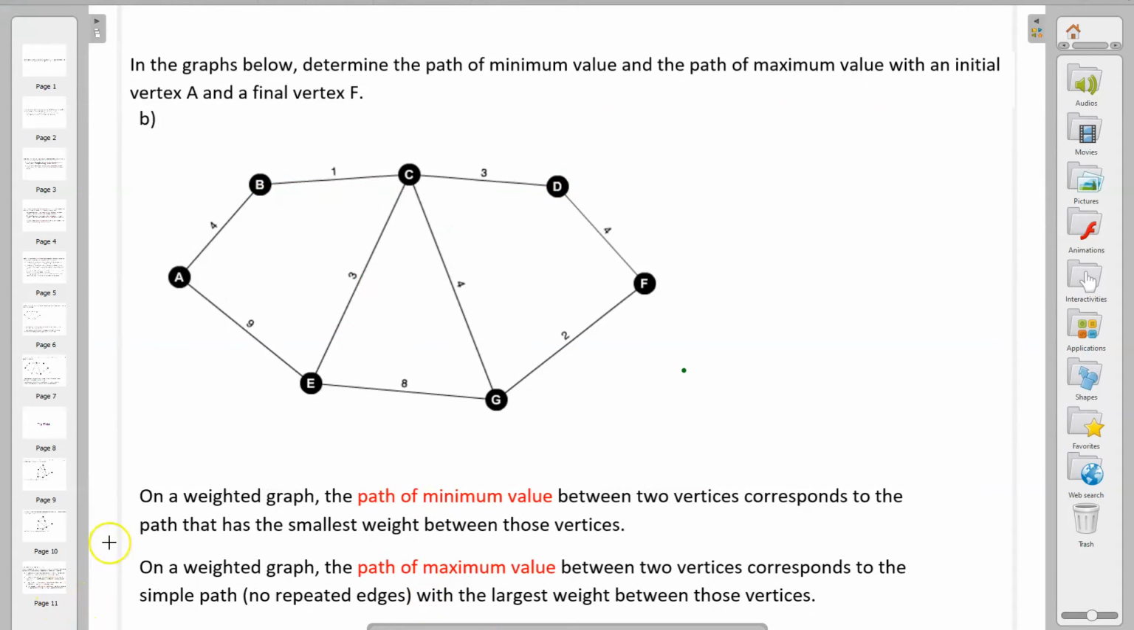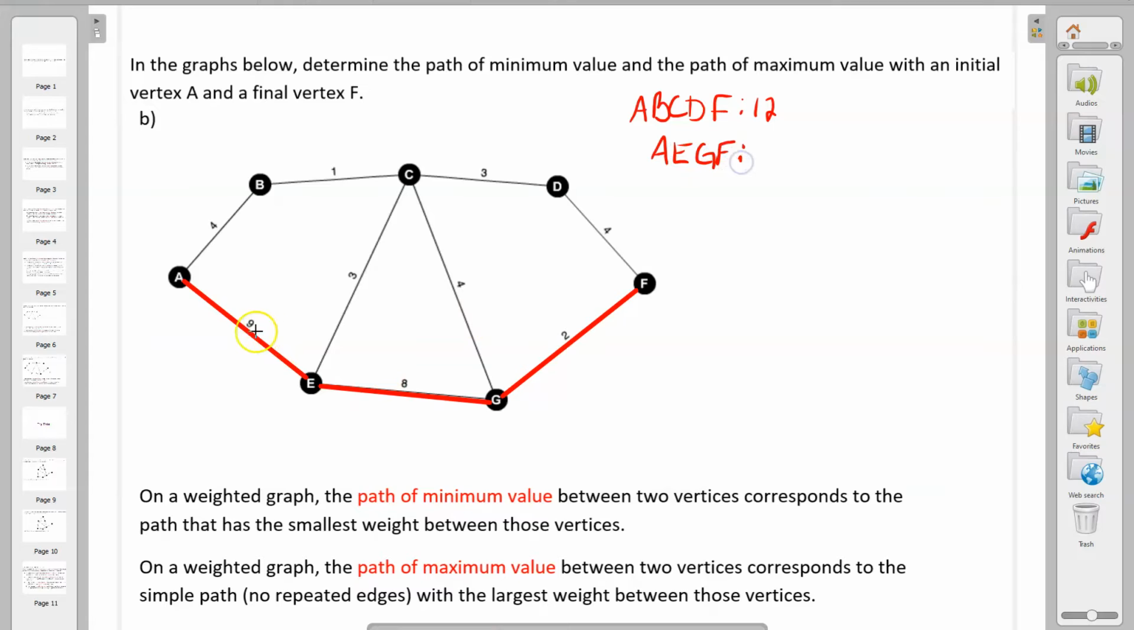For part B of the question, now we've got a graph that looks the same, but this time we've added weights to each of the edges. So we're going to start off looking for the path of minimum value, again working with the same vertices, starting from A and ending at F. I'm going to start off going through what was previously the longest route. If I add up all of the edges, I've got 4 plus 1 is 5 plus 3 is 8 plus 4 is 12. Let's try a different route.